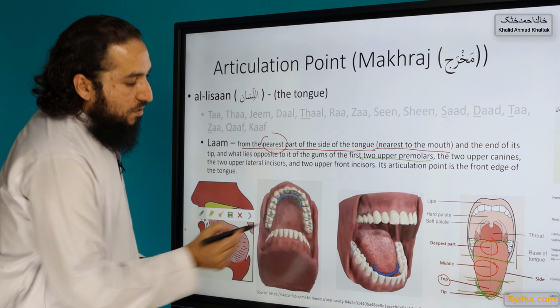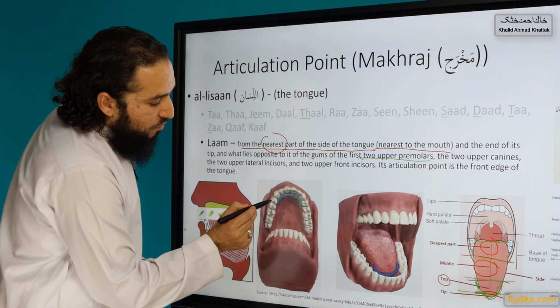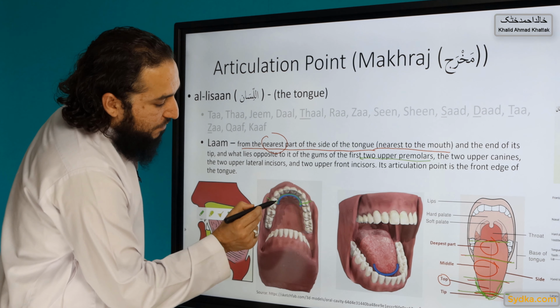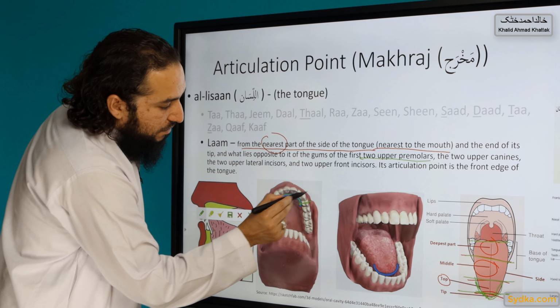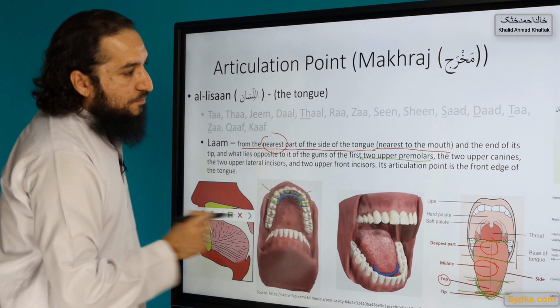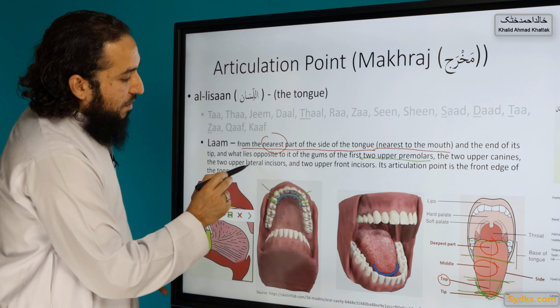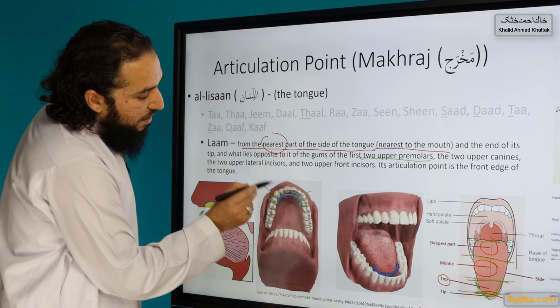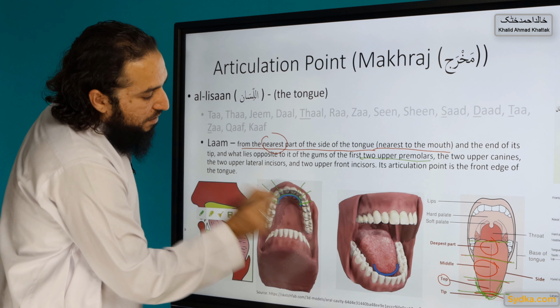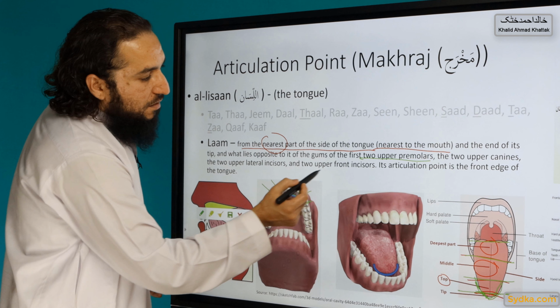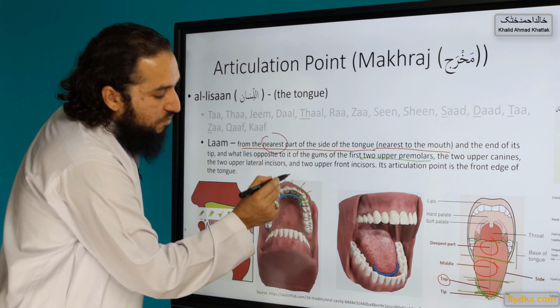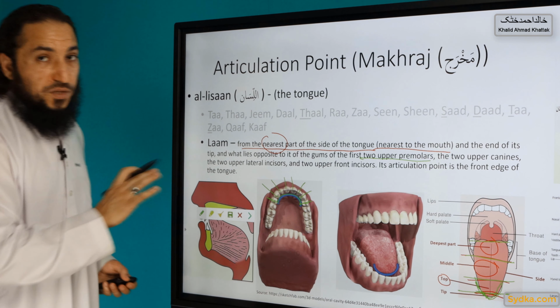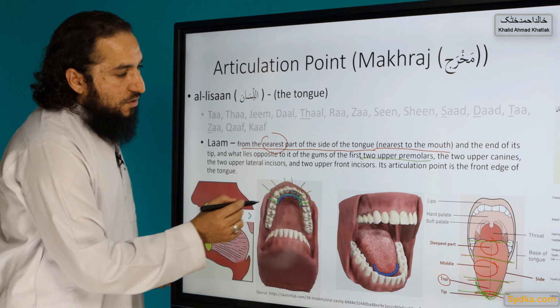Two upper premolars, this one and that one. Okay, those are the premolars. And then the upper canines. This is a canine, this is a canine. And two upper lateral incisors. This is a lateral incisor, and this is a lateral incisor. And then the last ones are the front incisors, this is 1 and this is 2. These are the names of those teeth.